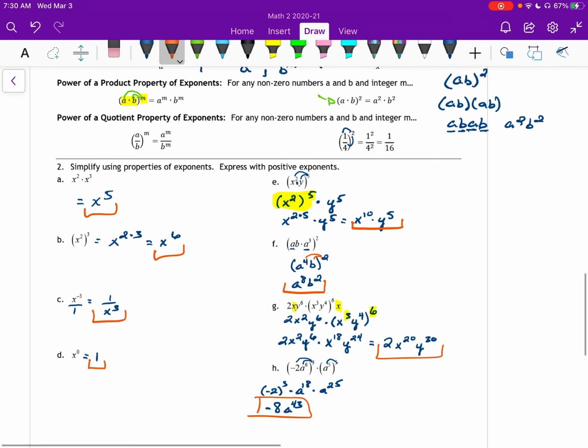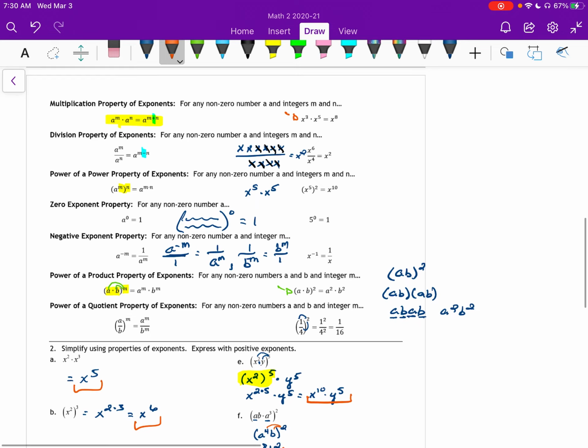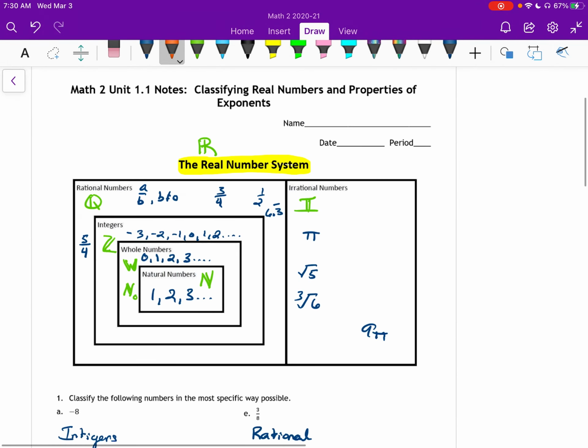All right, make sure that we have these exponent rules near us. They can be very useful. And make sure we have this chart near us. All right, good luck on the homework.